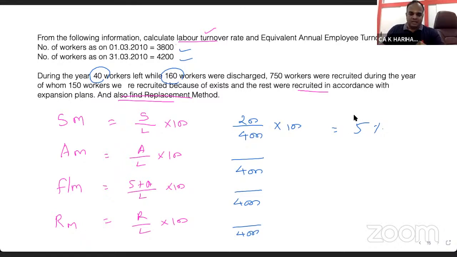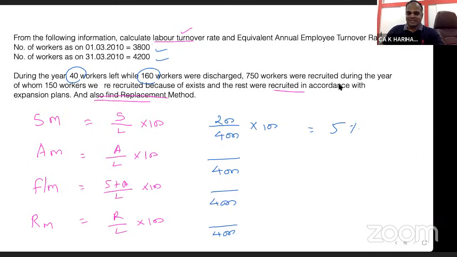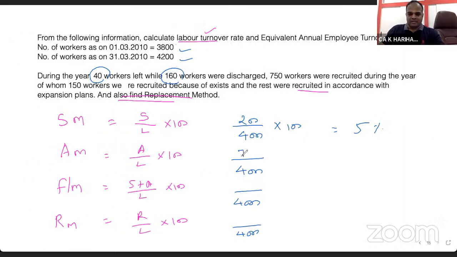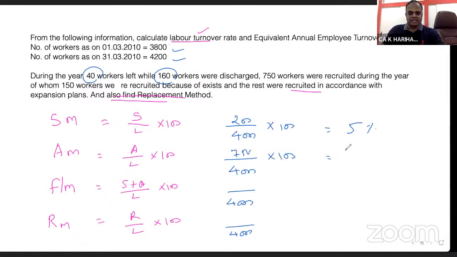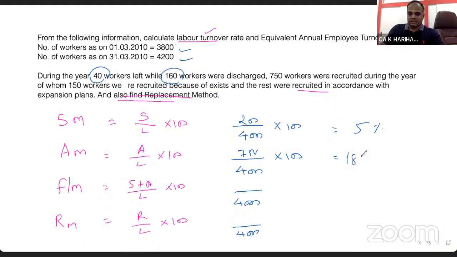Accession method. How much is the number of accessions? 750 recruited in a year, of whom 150 recruited in place of existing. The total accession is only 750. 750 divided by 4,000 into 100 is equal to accession. So 750 divided by 4,000, how much now? 18.75.